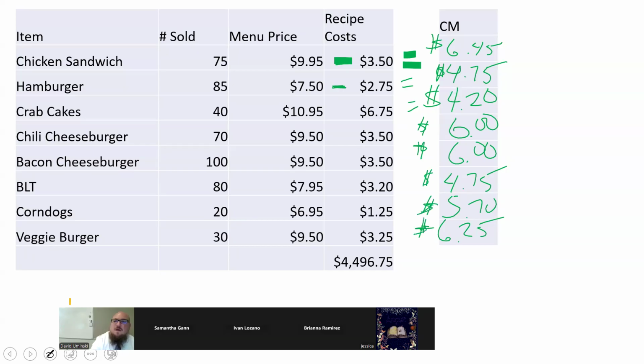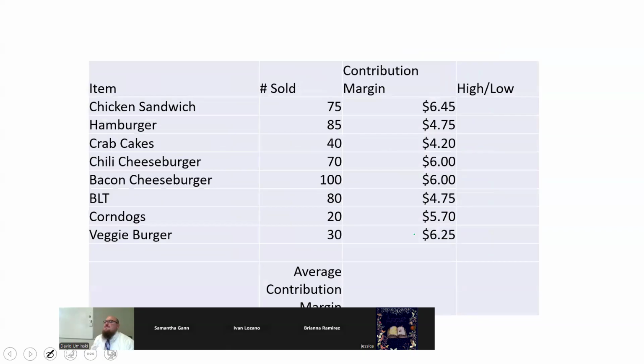So if we go back to that square diagram, we have low and we have high. Those are the two categories. So how do we know what's low and what's high? It's a great question. How we figure that out is we have to find the average contribution margin. How do you find the average of any group of numbers? We add them all up and then divide by how many there are. So we have 1, 2, 3, 4, 5, 6, 7, 8. So we're going to divide by 8 items.